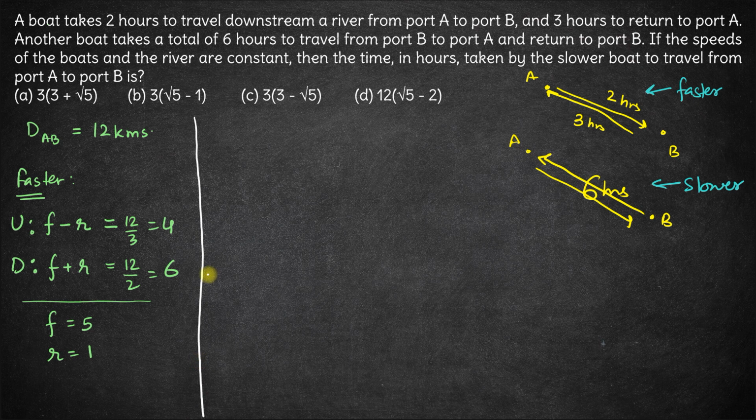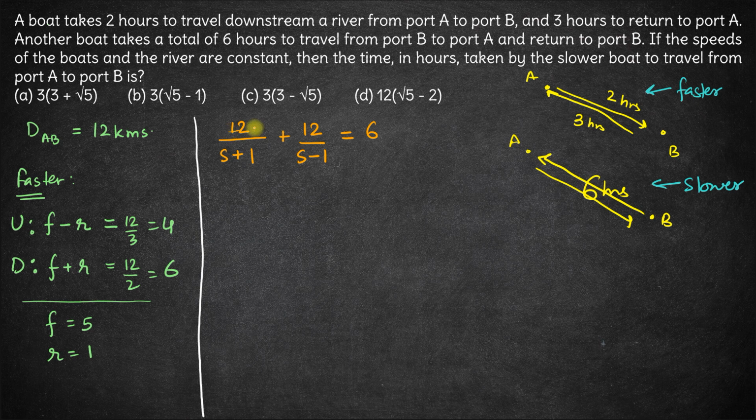Now let's do the same thing for the slower boat, but for the slower boat we don't have a breakup of downstream time and upstream time. So we'll have to make a single equation. The time taken to go downstream will be 12 upon s plus 1, where s is the speed of the slower boat and 1 is the speed of the river that we have already got. So speed while going downstream will be s plus 1, so time taken will be 12 upon s plus 1. And the time taken to come up will be 12 upon s minus 1. Distance is 12 and the speed will be speed of the slower boat minus 1. So this is the total time taken, which in the question is given to us as 6.